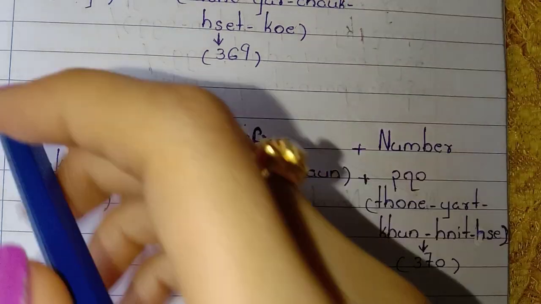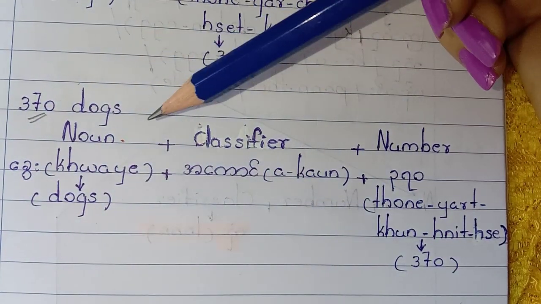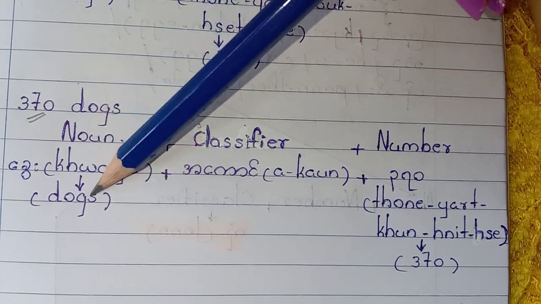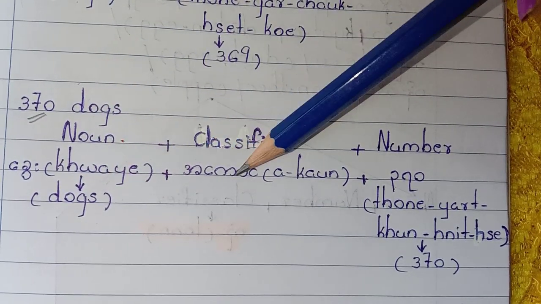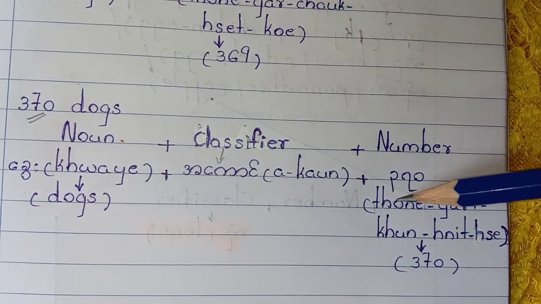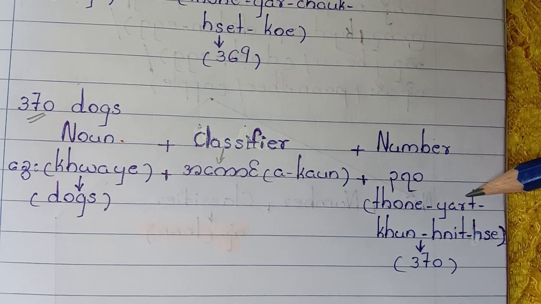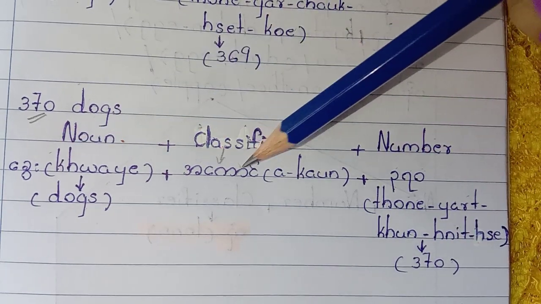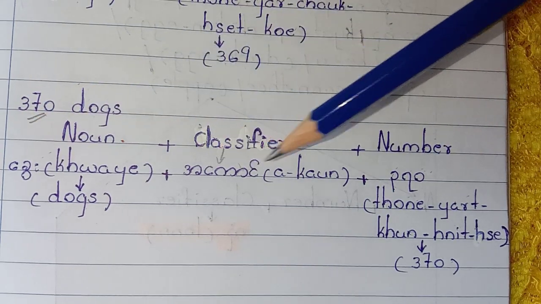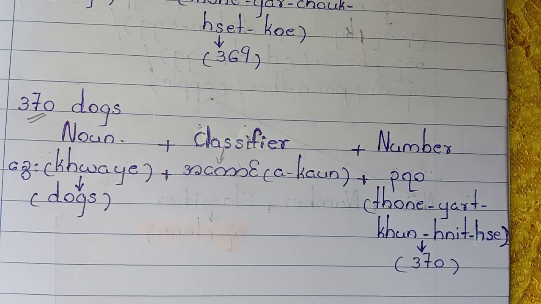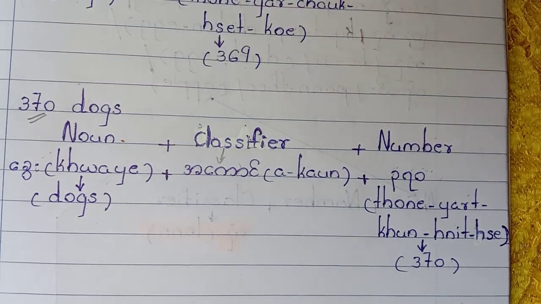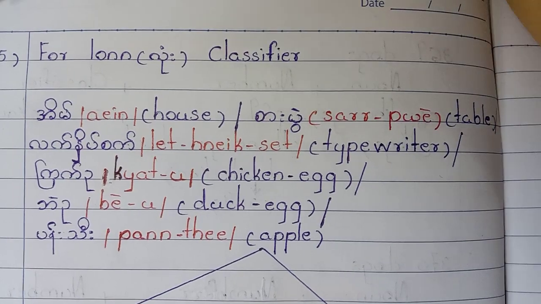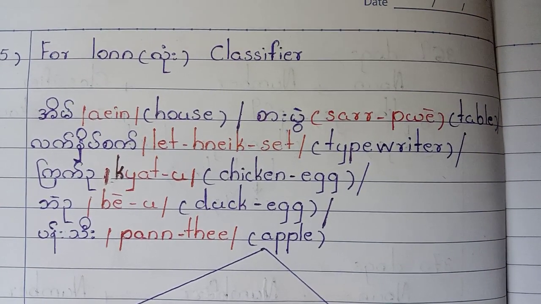370 dogs. For the number 370, you have to use part B, noun plus classifier plus number. Kui is dogs, and the classifier is aga. Then the number 370. Kui aga 370. That means 370 dogs.